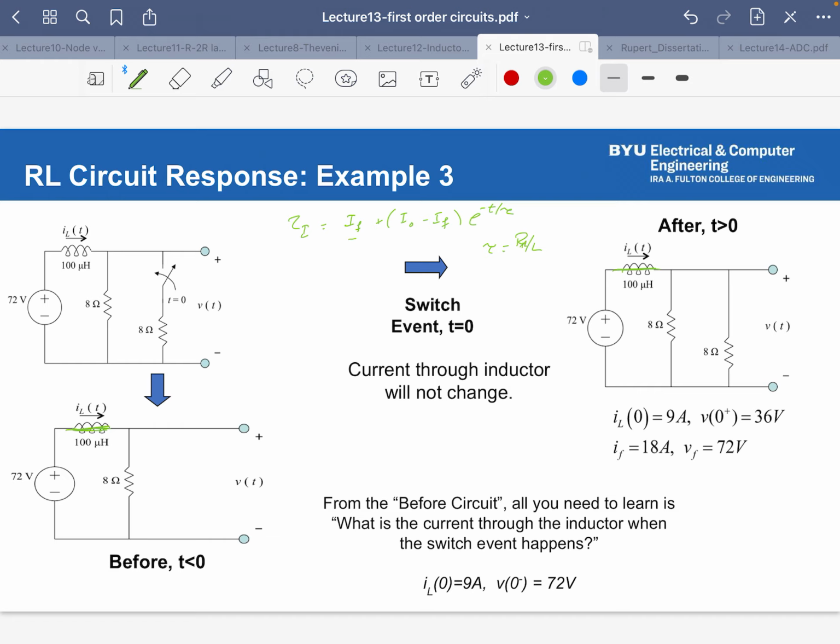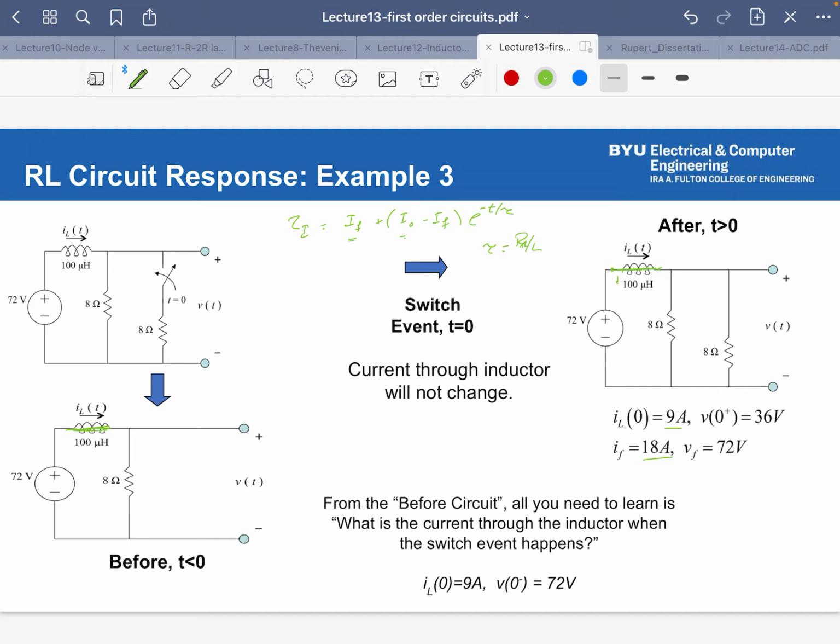So we found the final current, it's 18 amps. We found the initial current, it's going to be 9 amps. And now we need to find the time constant. And to find the time constant, we need to find the Thevenin equivalent. The Thevenin equivalent is looking in from this terminal. So we can define the Thevenin resistance.